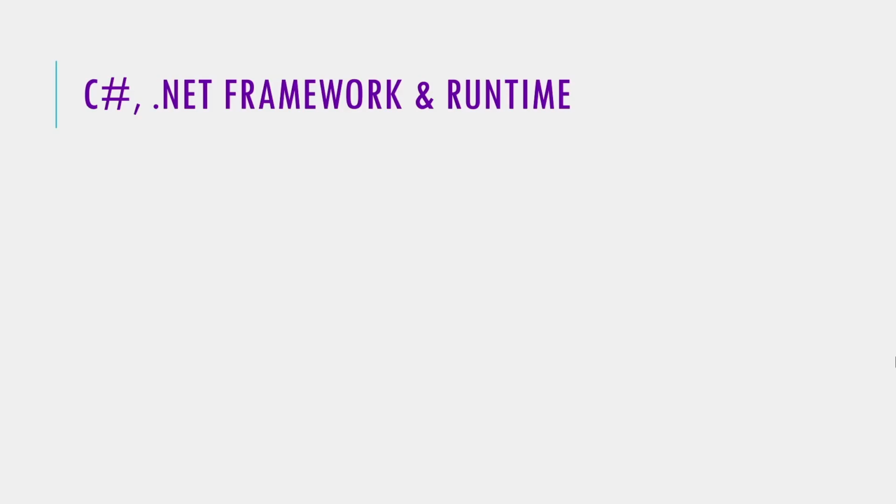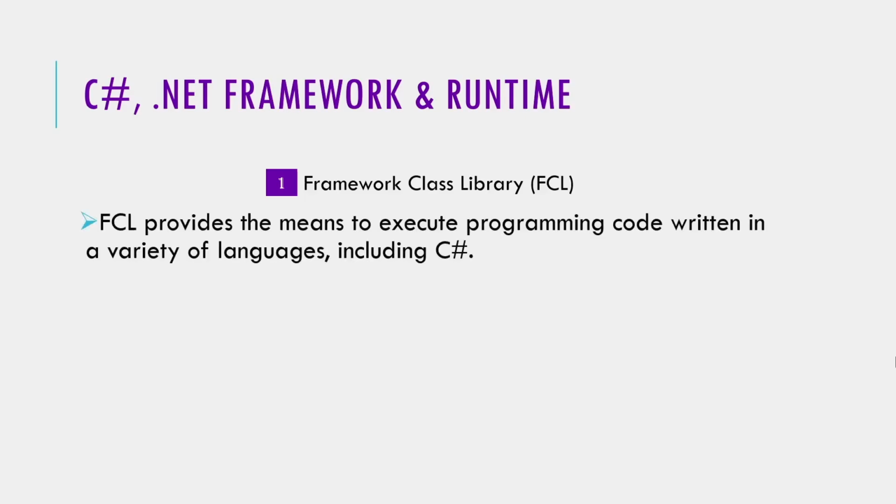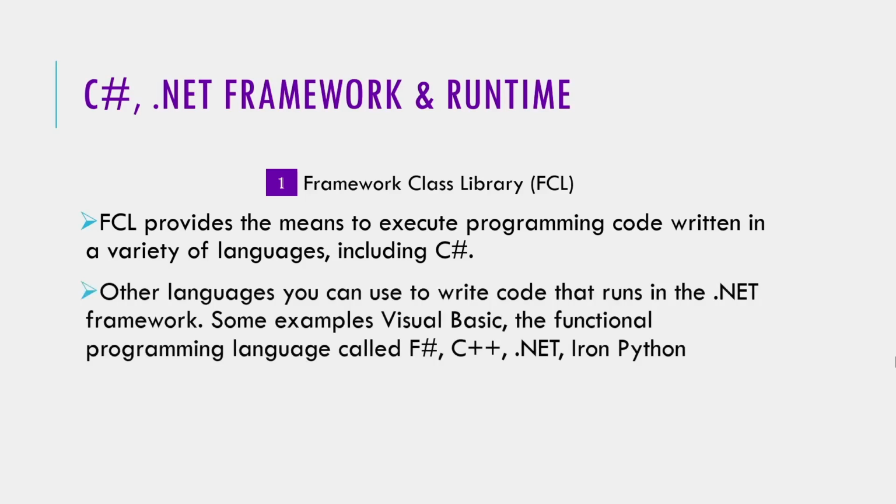C Sharp, .NET Framework and Runtime. The .NET Framework also provides a wide variety of libraries that provide everything a software developer would need to write applications. The .NET Framework has two parts. First one, Framework Class Library or FCL. FCL provides the means to execute programming code written in a variety of languages including C Sharp. And you can use other languages to write code that runs in the .NET Framework.